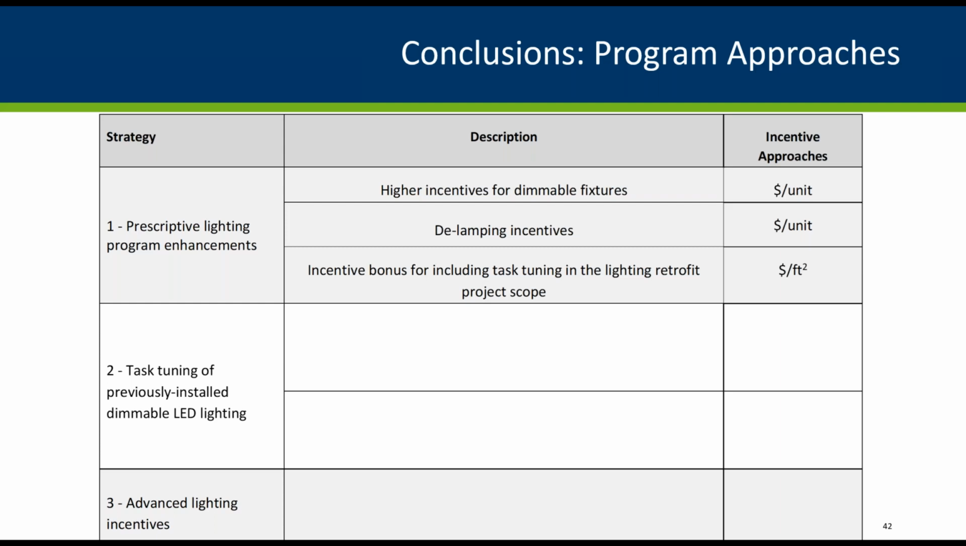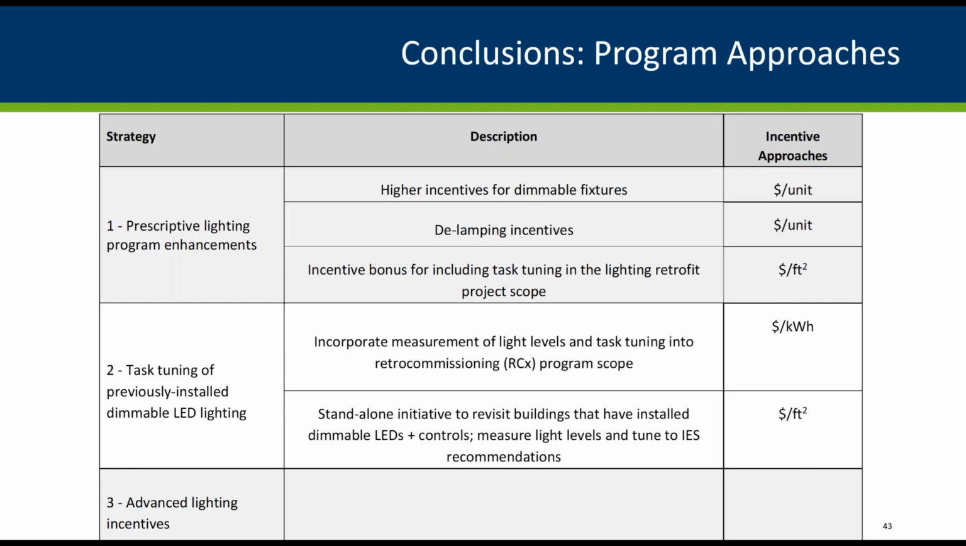Prescriptive programs can also offer incentive bonuses for customers that install dimmable fixtures and demonstrate that task tuning has been completed. Although task tuning can be implemented separately from a lighting retrofit, it is more cost-effective to optimize light levels at the time of the lighting retrofit because it decreases the number of required site visits.